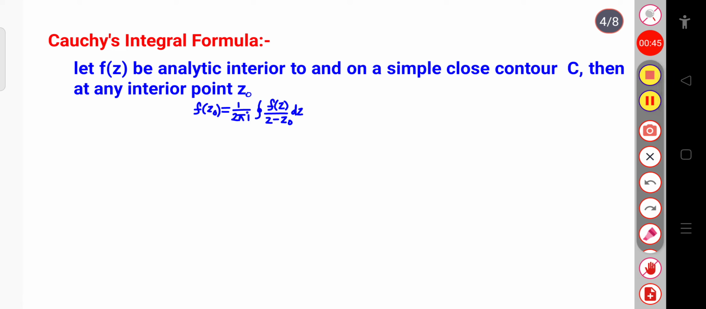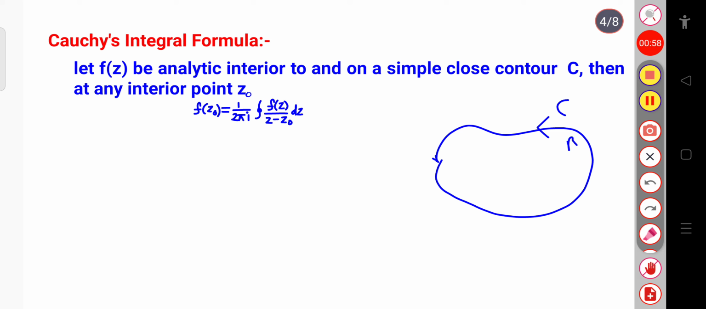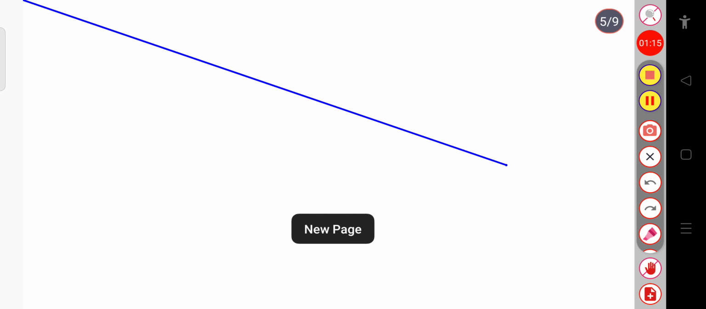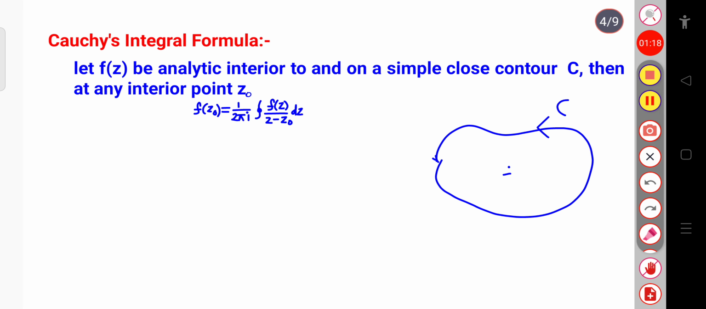Now, let us consider any closed contour, suppose this is C, and the region inside it we are defining as R. The function f of z that we are defining here, we are considering to be analytic throughout this contour C. Now, let us consider a point z naught, which lies in the region R inside this closed contour C.